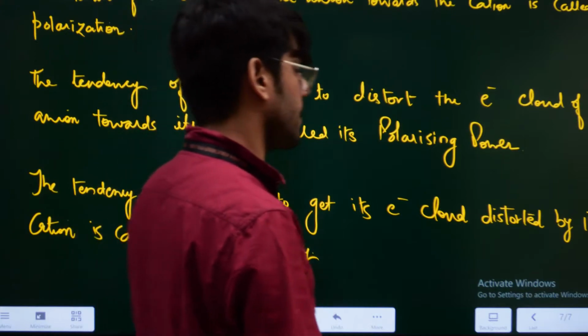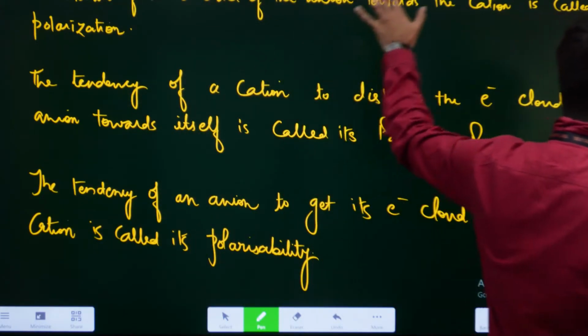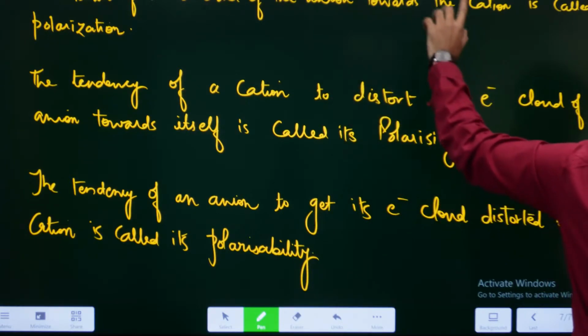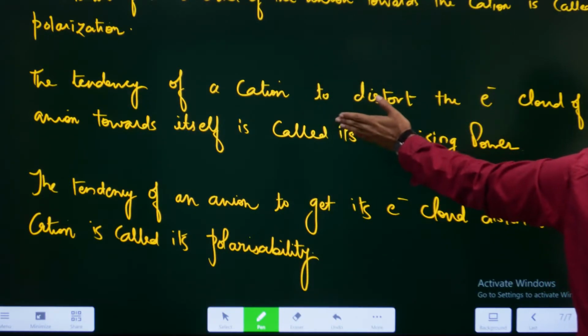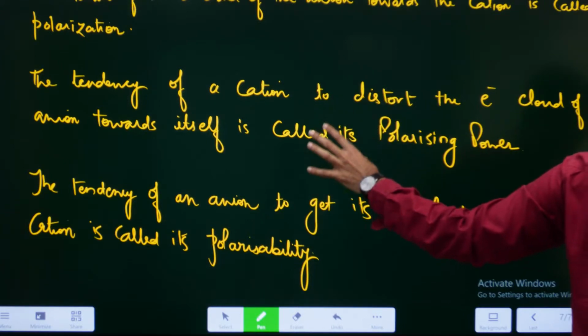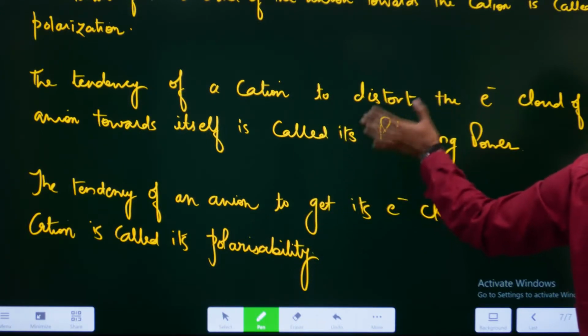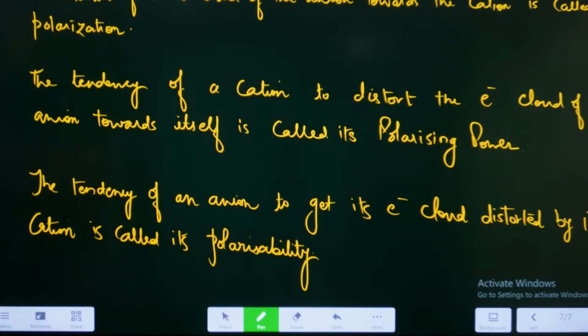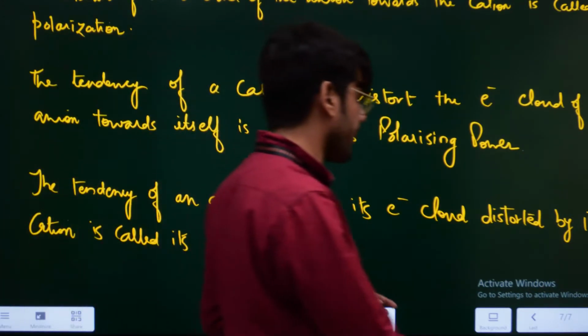Polarization is the distortion of the electron cloud. Polarizing power is the power of the cation to distort that electron cloud towards itself, and polarizability is for the anion. Tell me if this is clear. Alright.